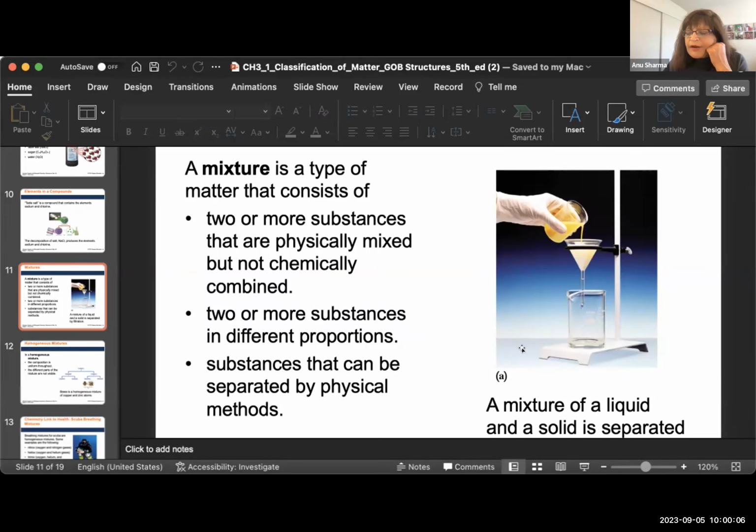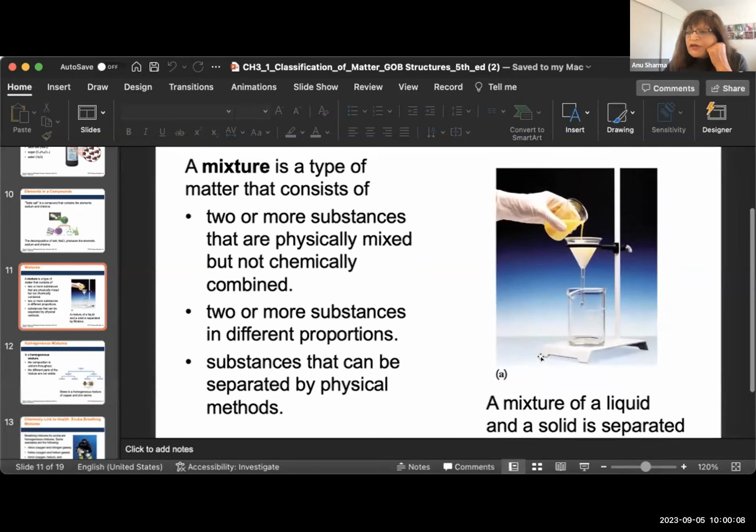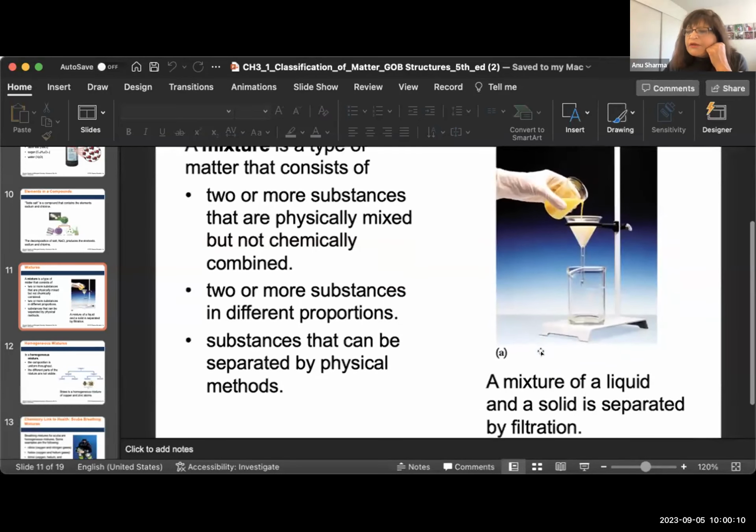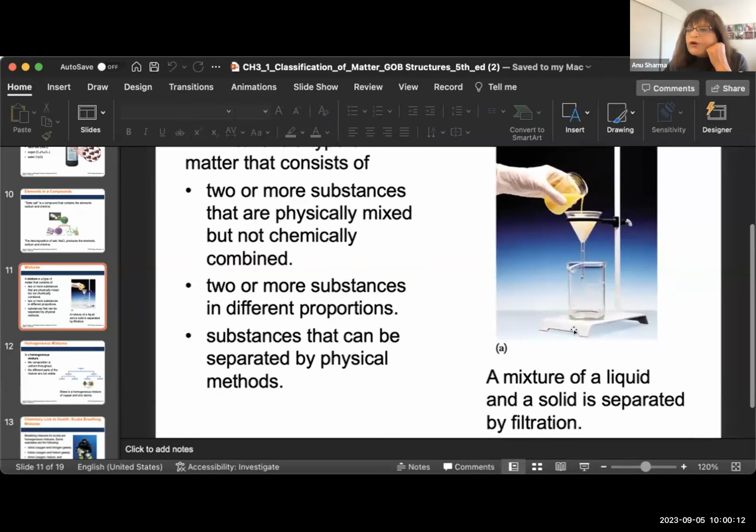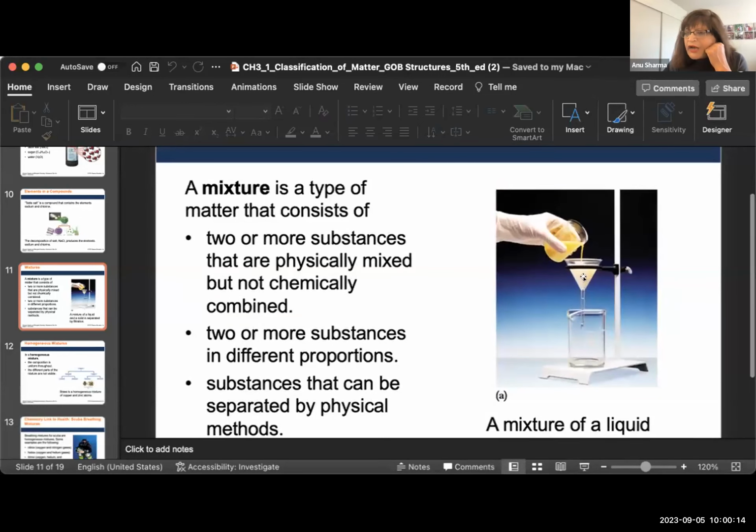Now this guy is separating a mixture. I mean, it's a mixture of a liquid and a solid. What happens is the solid gets trapped in the filter paper, and the liquid gets filtered. So the liquid comes here, the solid remains here. So this process is a very simple method of separation of a mixture.